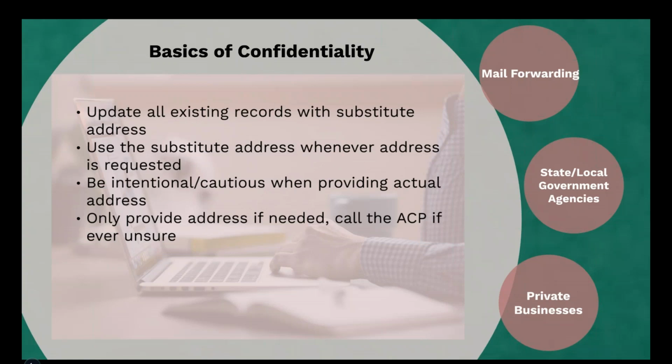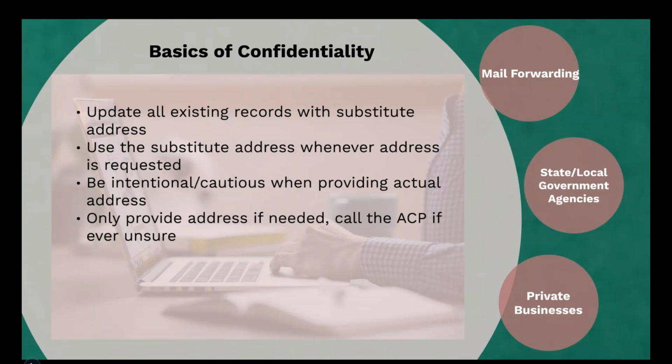And the way that we'll talk about this is just highlighting some basics. This is information you're probably aware of, but we will just reiterate. It's always good to reiterate to participants. They don't always keep this in mind when they're utilizing their substitute address. And then we'll go into more detailed parts of the program related to receiving mail, interacting with state and local government agencies, as well as private businesses, and what facets of our program are most helpful for people to utilize and available for participants to utilize in order to get the most out of the program.